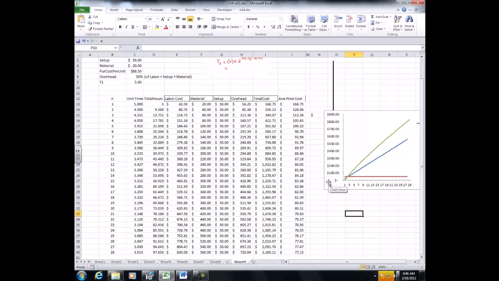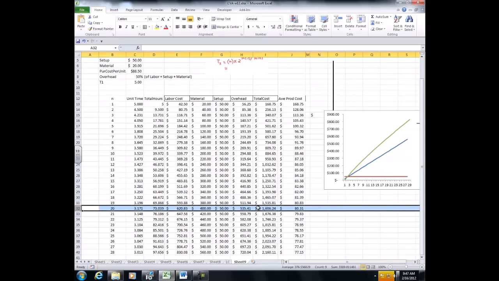So at 20 units produced, the production cost per unit is $80.31. Is that cheaper than purchasing the item? Yeah, because purchasing the item costs $88.50.